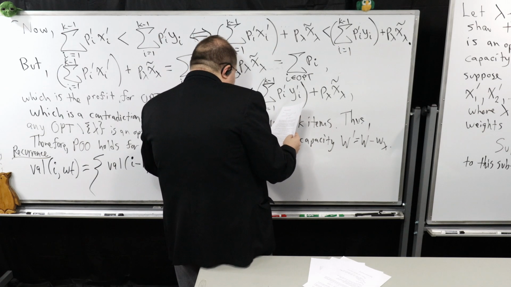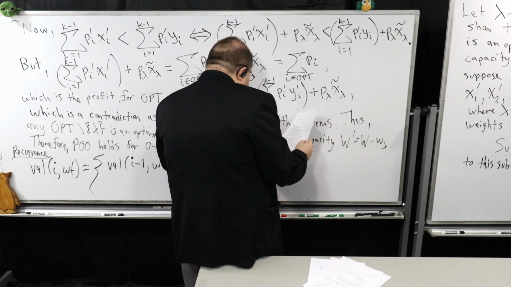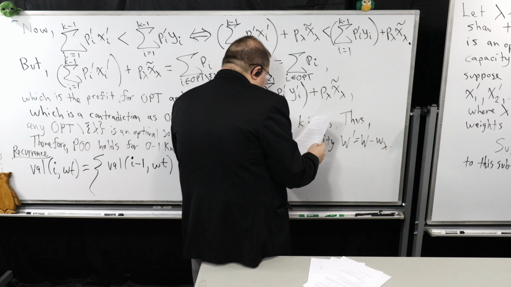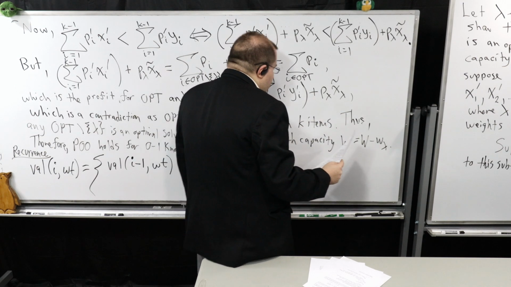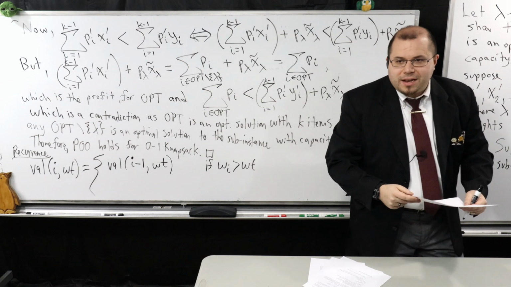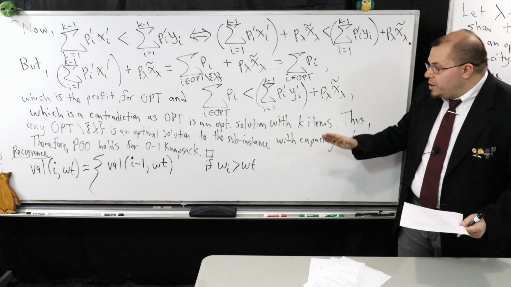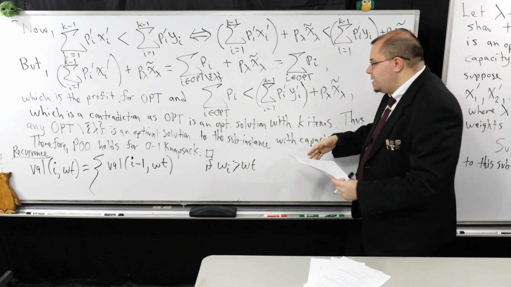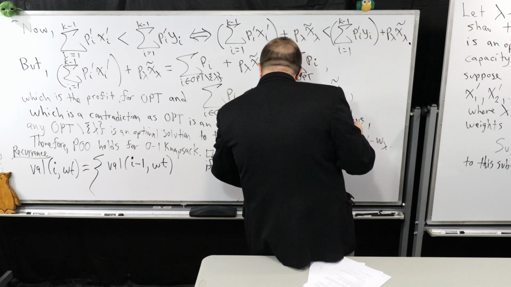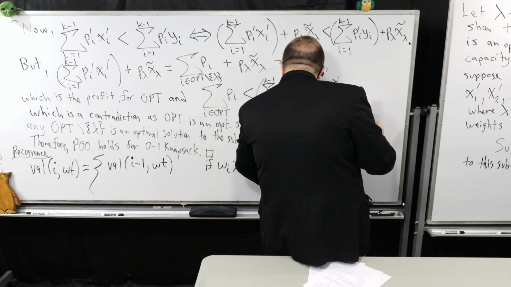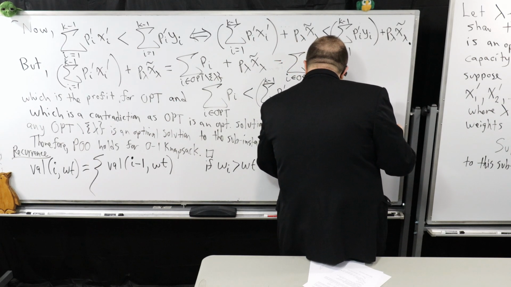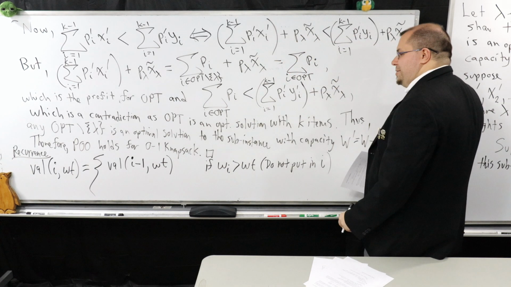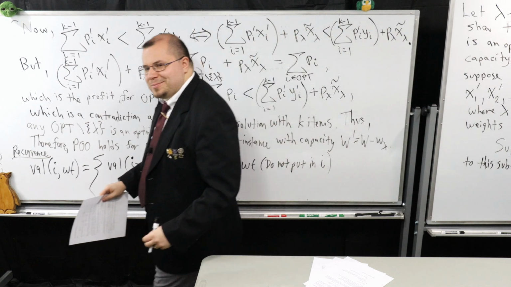So if it is in the case that WI is in fact larger than the weight capacity, so my knapsack capacity here, you're not going to put item I in. So this translates to do not. So don't put in item I, okay? That's what this case is saying.